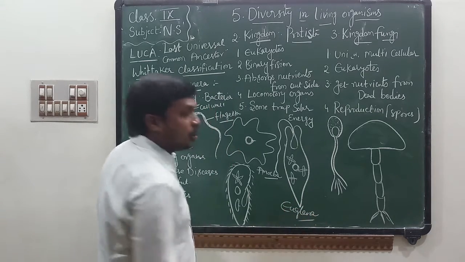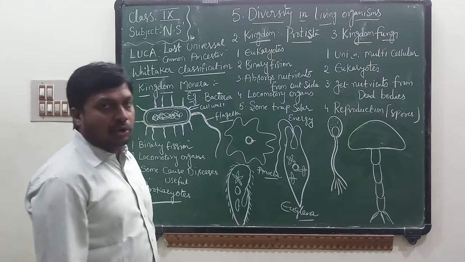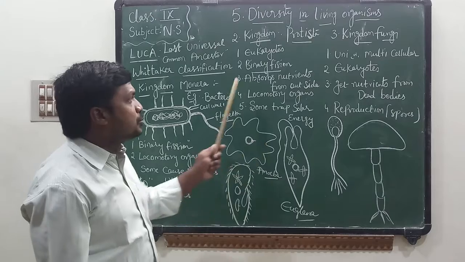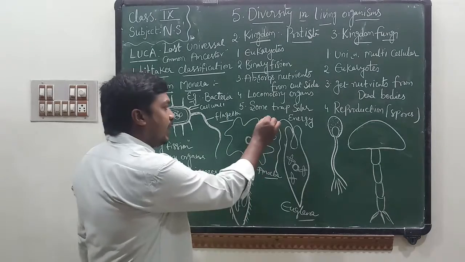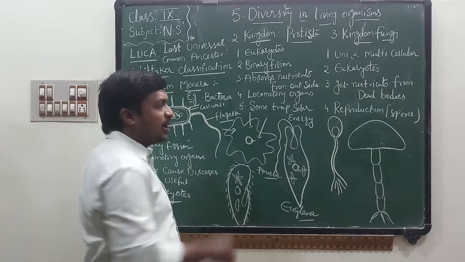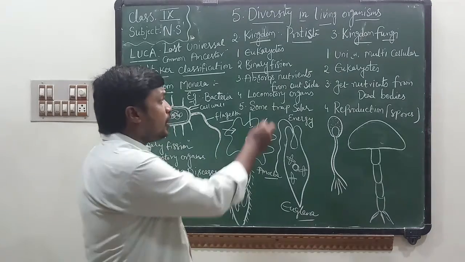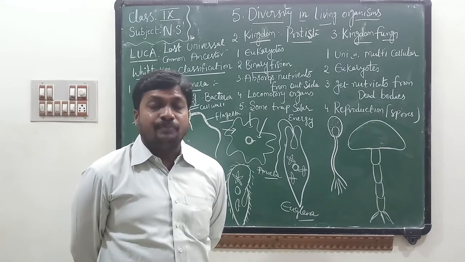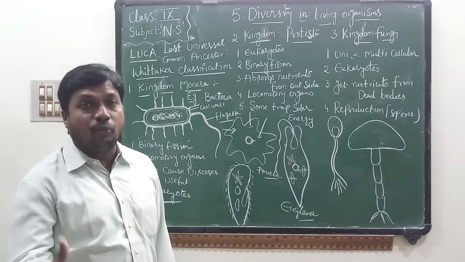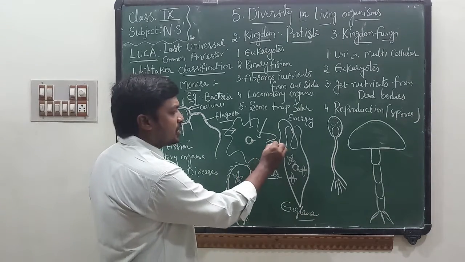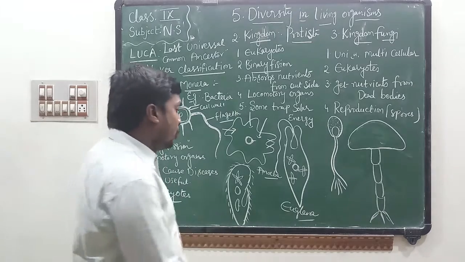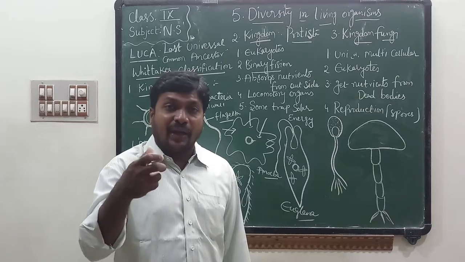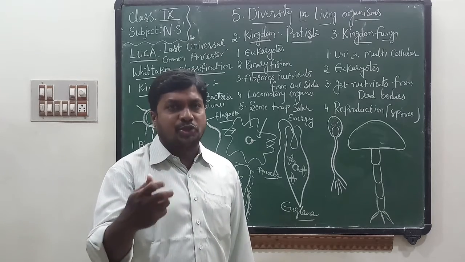Euglena is a protozoan and amoeba is also a protozoan, and they can reproduce by binary fission and absorb nutrients from outside of the body directly into the body. Locomotory organs. How can they move? Which structures are helpful for movement in amoeba? The finger-like projections called pseudopodia. Pseudo means false, podia means feet. They have false feet. They appear when they want to move from one place to another.